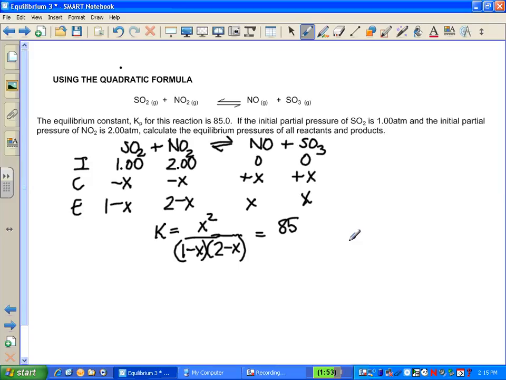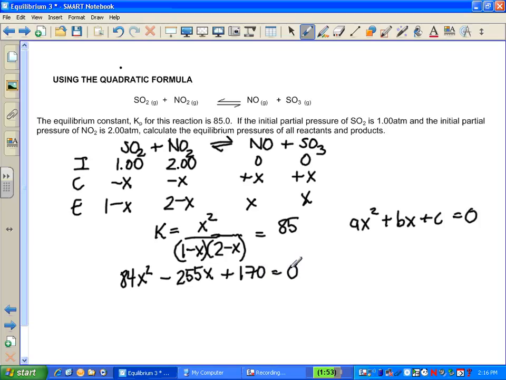That will require moving the 1 minus x and 2 minus x over to the other side, expanding, and bringing everything over to one side, because to use the quadratic formula, we want the equation in the form ax squared plus bx plus c is equal to 0. So take a few minutes and do that expansion, and make sure that you're comfortable with doing that math. What you should arrive at is 84x squared minus 255x plus 170 is equal to 0. We've got it in the right format to use the quadratic formula.